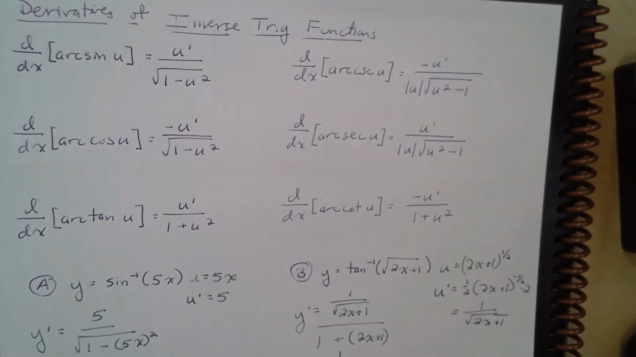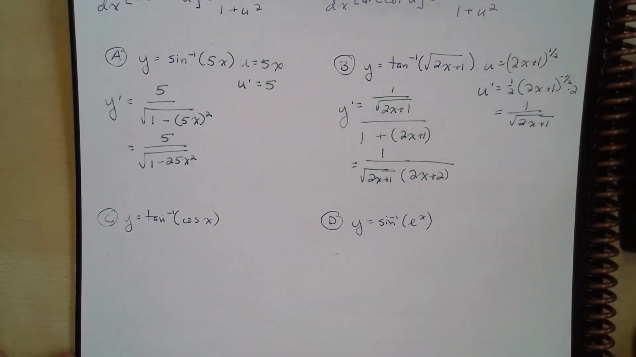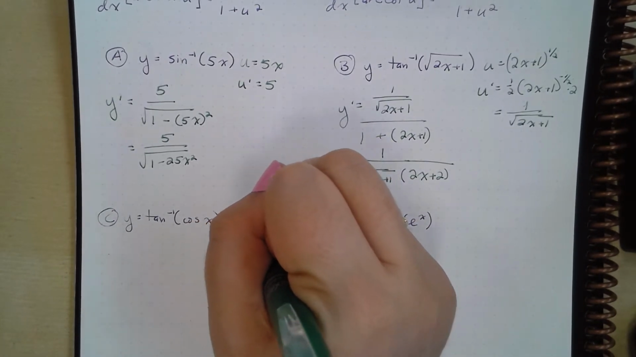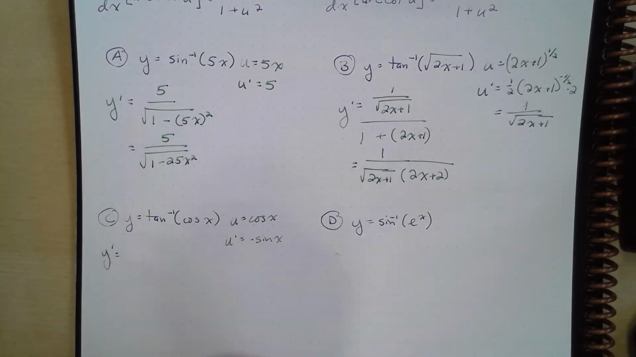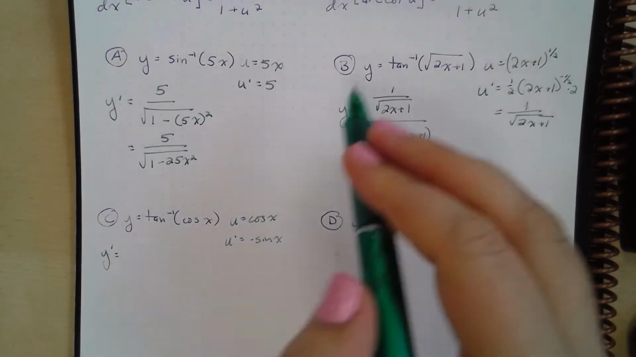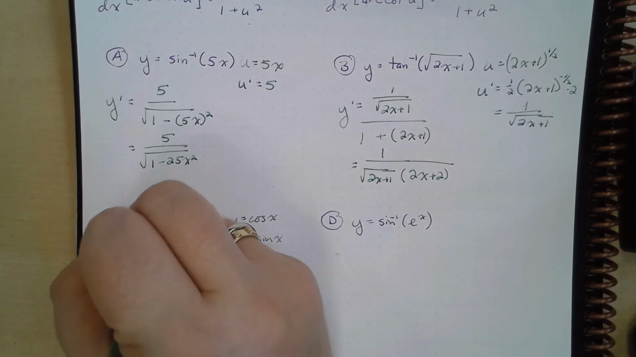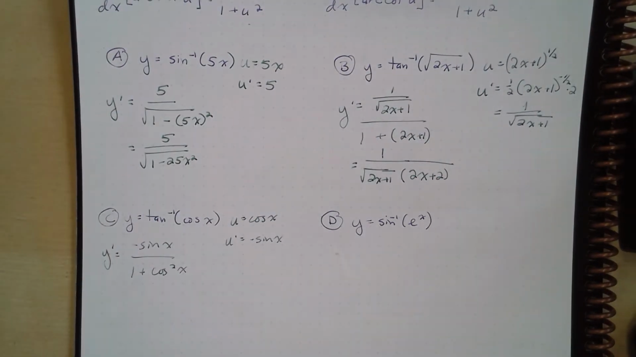All right, let's do a little bit more complicated example. Here we have the tangent inverse of cosine of x. Well, our u in this situation is cosine of x. So u is equal to cosine of x. U prime is equal to negative sine of x. So the derivative of tangent inverse of cosine of x, y prime, is going to be equal to negative sine of x over 1 plus cosine squared x. That's it. Pretty simple.